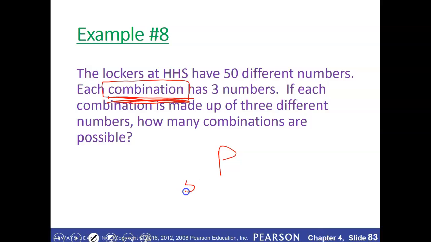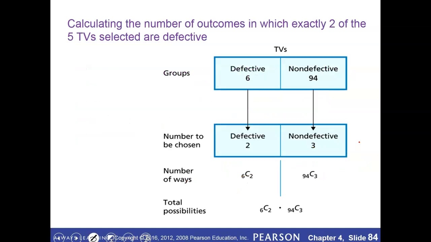Okay? I'm picking from 50 different numbers, and I'm picking 3 of them. So to find out how many combinations, which is really permutations, on one locker, you would start with 50. You would go to math, go to PRB, and pick 3 of them. You actually have 117,600 different combination choices for every locker at Homestead High School. Okay? So that is an actual permutation and not a combination.